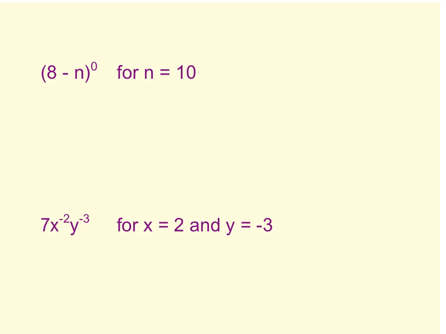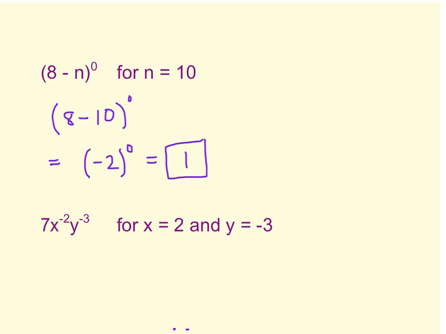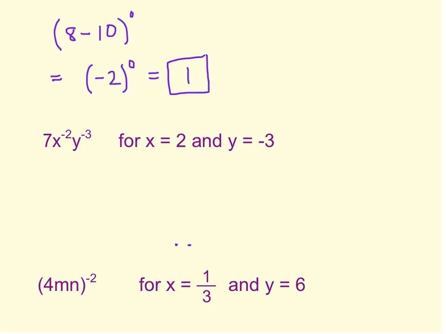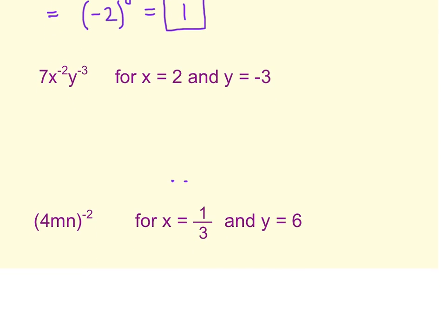So all we have to do is plug in the 10 for the n. And yep, so never mind, keep going. 8 minus 10 is a -2 to the 0 power. And then what's anything raised to the 0 power? 1. So that final answer is just 1. Oh, look at that. I had one down there. How nice. All right, now we're to our last two problems.